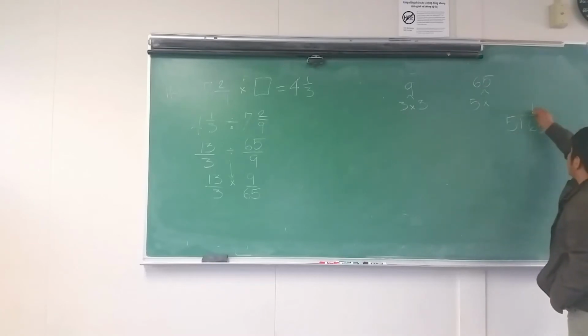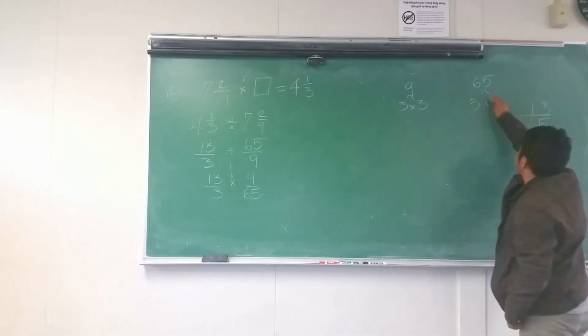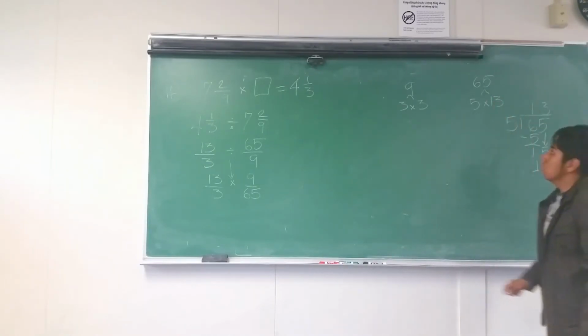5 goes into 6 once. 1 times 5 is 5. 6 minus 5 is 1. Bring this guy down here. And you have 5 goes into 15. 3 times 5 is 15. It went evenly because this was a multiple. This was divisible by 5. So 5 times 13 gives you 65.